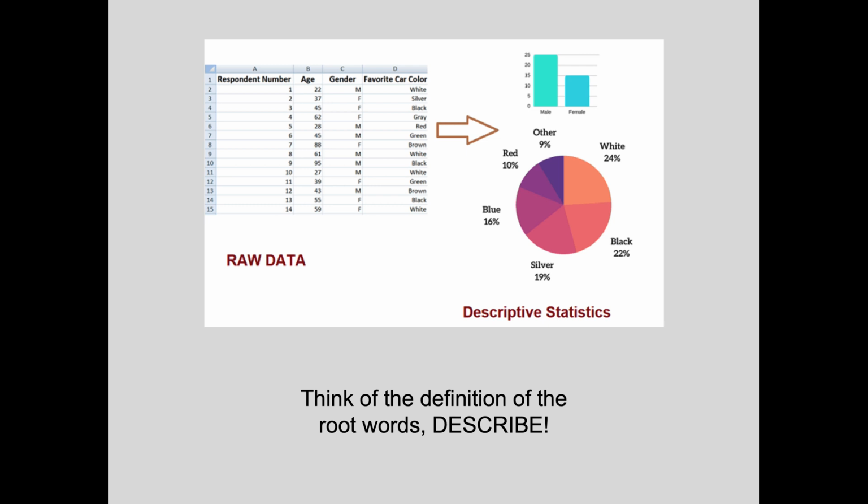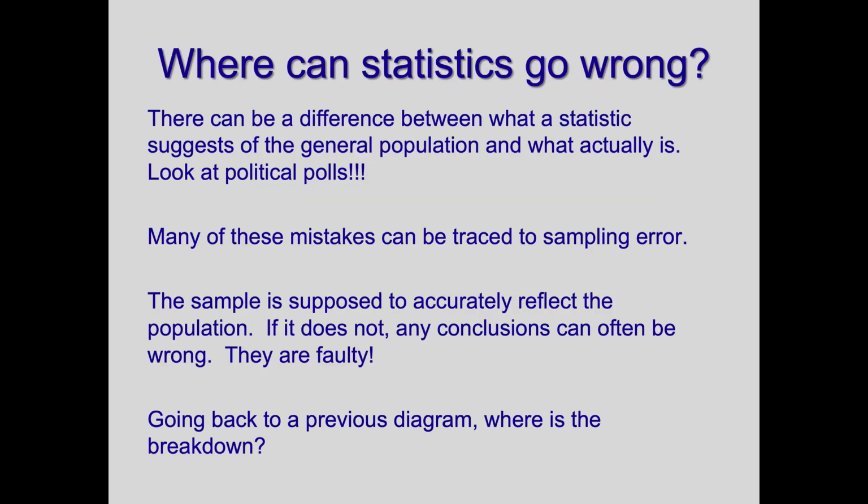Okay? Think of the definition of the root words to describe. With descriptive statistics, what we do is we get some raw data and then we describe what that data looks like. For instance, this is a pie graph. We had mentioned charts before being good examples of descriptive statistics. In this case, when we look at favorite color, 24% white, 22% black, silver 19%, blue 16, red 10, and other is 9. And then there's some male and some females that they're looking at there as well. This is describing the data, so it's descriptive statistics.